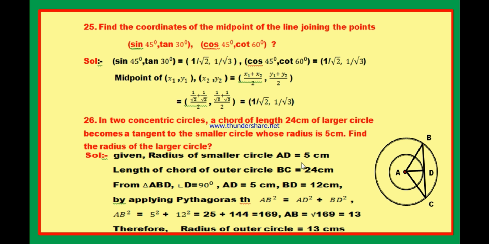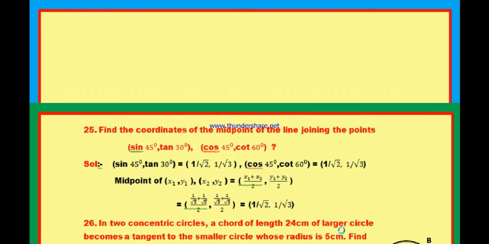Substitute AD is equal to 5 and BD is equal to 12. AD square means 5 square plus BD square means 12 square. 5 fives are 25 plus 12 twelves are 144. By adding you will get 169. AB square is 169, then AB is equal to root over 169 is equal to 13. Therefore, the radius of the outer circle is 13 centimeters.